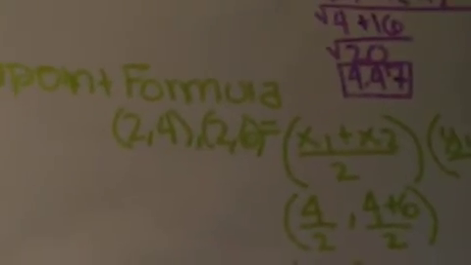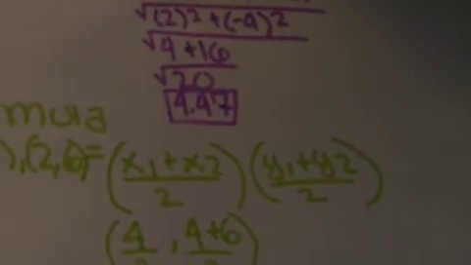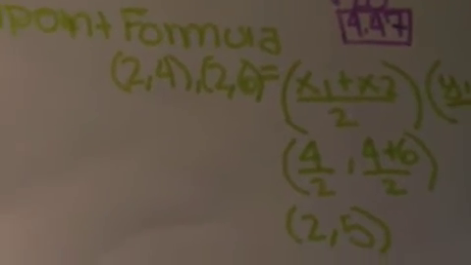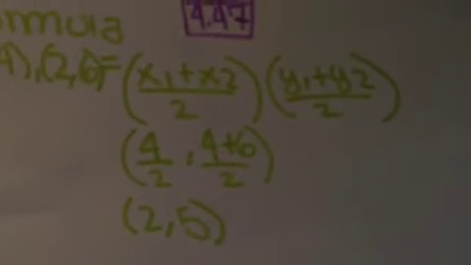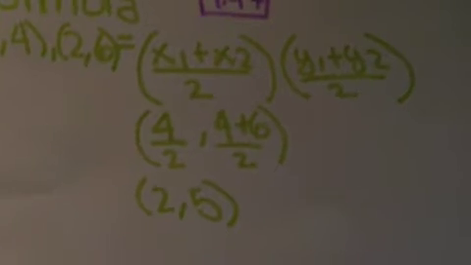Next is the midpoint formula, which is x1 plus x2 over 2 and y1 plus y2 over 2. You plug in 2 and 4 and 2 and 6, and your answer comes out to be 2 and 5, which is the midpoint of the two lines.